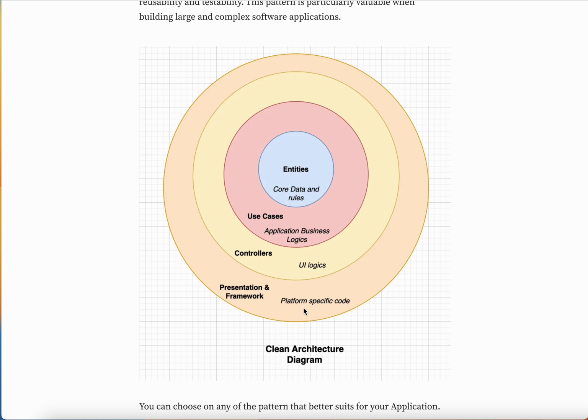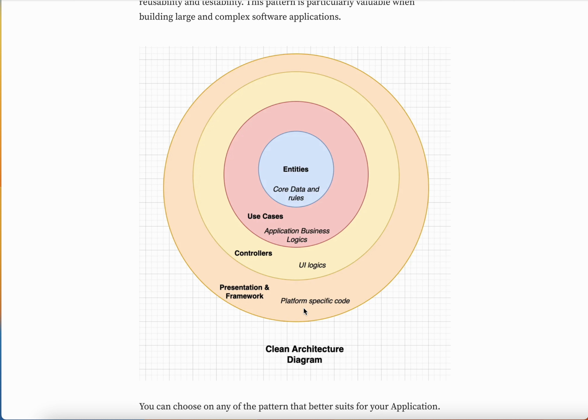This outermost layer of clean architecture is where you put platform specific code. For example, if you are using SwiftUI for making interfaces in iOS, or Room for database in Android, this is where you handle those technologies. This layer is platform specific, so you can't typically share code between different platforms here.